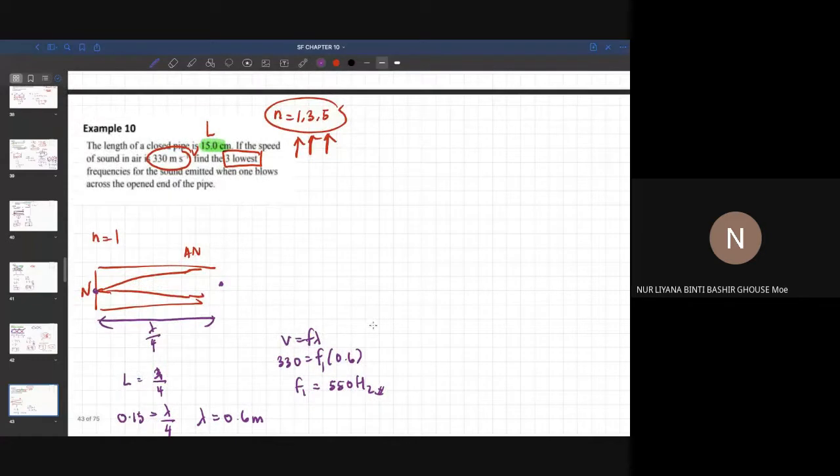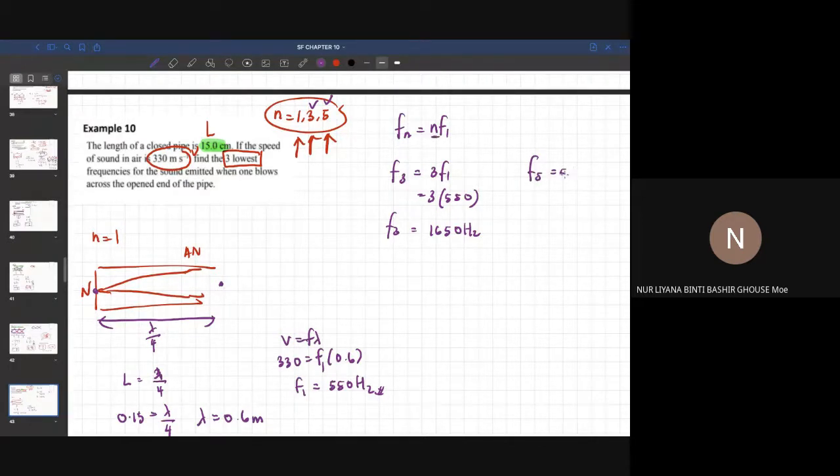Okay, next kita nak cari untuk N equals to 3 and N equals to 5. Kita tahu general formula adalah Fn is equals to N F1. So kalau Miss nak frekuensi yang ketiga, I can just ambil N kita 3 darab dengan F1. So 3 darab dengan F1 kita which is 550. Miss akan dapat F3 is equals to 1650 Hz.